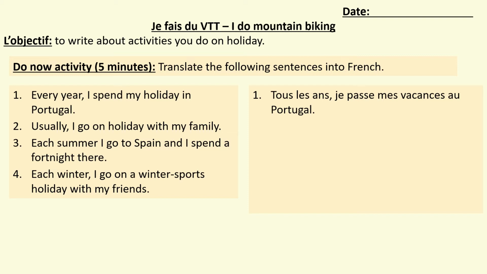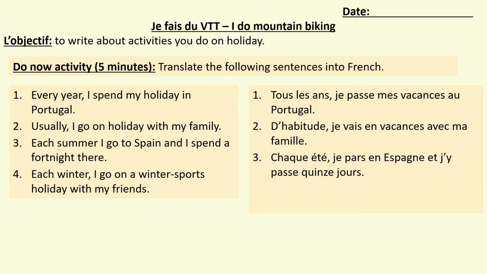2. Usually I go on holiday with my family is d'habitude je vais en vacances avec ma famille. Make sure that famille is spelled correctly. It's a double L. 3. Each summer I go to Spain and I spend a fortnight there. Chaque été, je pars en Espagne et j'y passe 15 jours. So remember to translate there as the Y, and j'y passe is the formation of that verb.